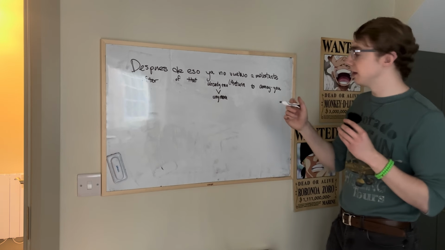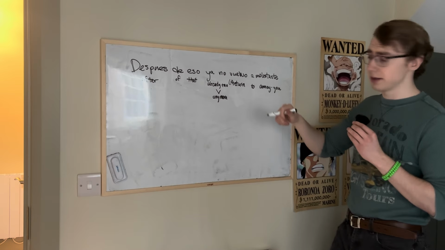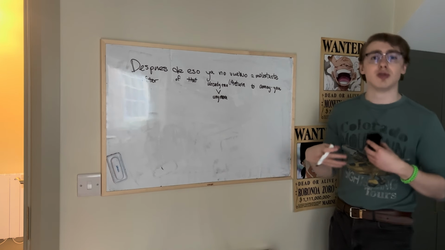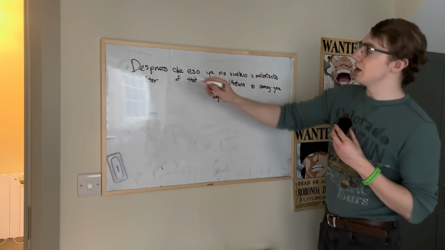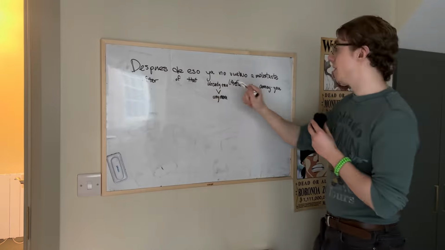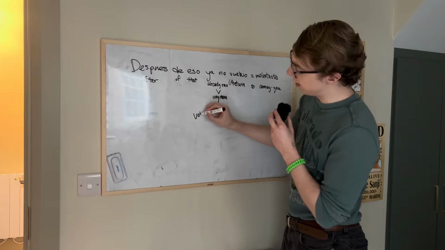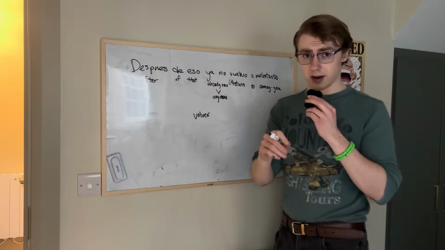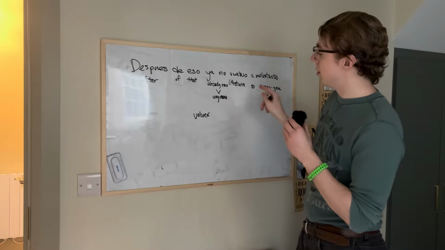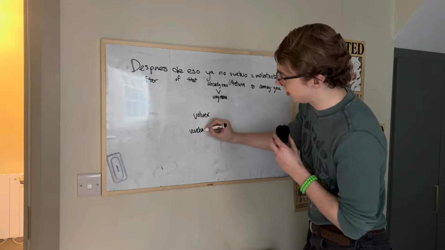Or come back. A molestarte. To, so as, to, or at. Molestar, annoy. We've been over this. Molestarte, to annoy you. So, después de eso, ya no vuelvo a molestarte. After that, I won't come back to annoy you. It bears mentioning that volver is the verb here. Another song by Vicente Fernández. Volver, volver. So, it becomes vuelvo for I, return.